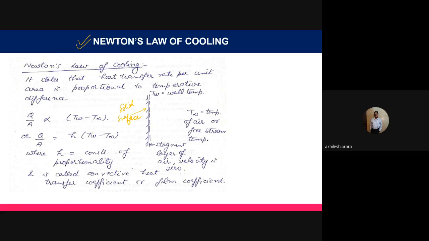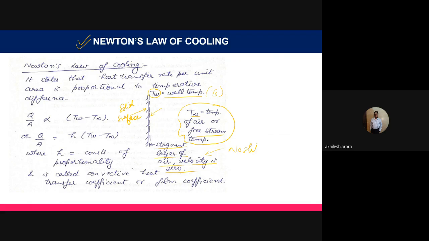and we have the surrounding air, which is at a temperature T infinity, and it is also known as free stream temperature. So, T infinity is the temperature of the air, and TW is the wall temperature. Wall means the temperature of the solid surface. You can also say that it is TS, means temperature of the solid surface. And here you can say this layer which is shown by the dotted line. This is a stagnant layer of the air, and the velocity is zero here. This is what is known as no slip condition.